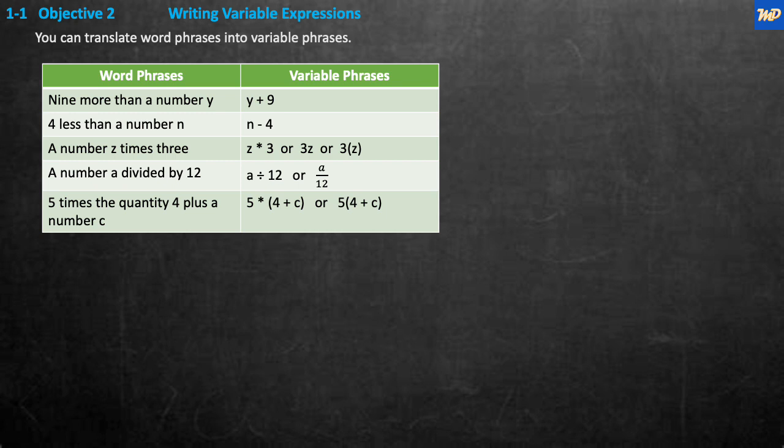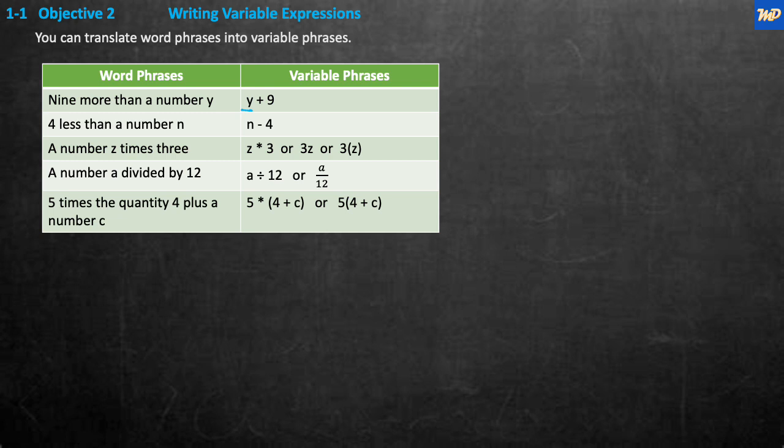Okay, for objective 2, we're going to start writing some variable expressions. So it says you can translate word phrases into variable phrases. We've got them already done here, but we're going to go through them and think about it as we're going through them. First, the word phrase, 9 more than a number y. Well, you've got y. They're telling you have a number. This is your variable. And 9 more says it's going to be plus 9. So y plus 9 is 9 more than a number y.